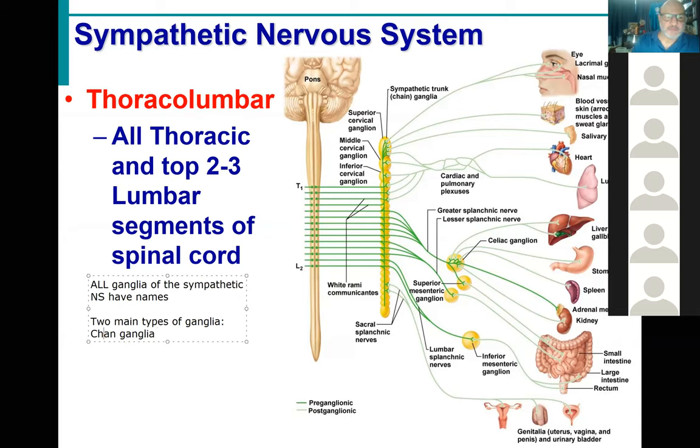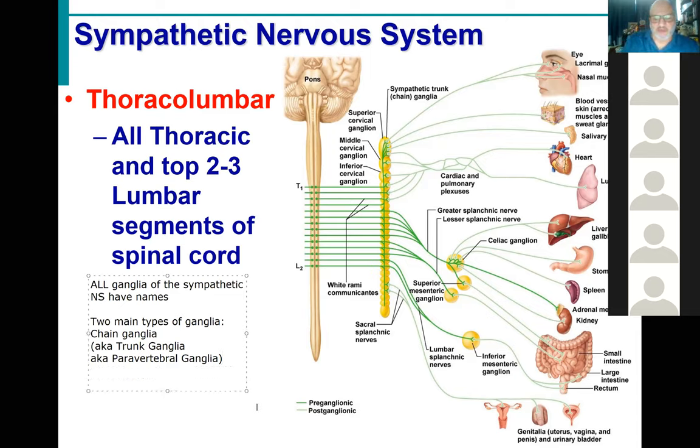Let's hope I spell chain correctly. These chain ganglia are also sometimes known as trunk ganglia. You may hear the term. They are also known as the paravertebral. Paravertebral means along the side of, because while this illustration does a decent job of showing them, what it doesn't show is that these are paired ganglia.